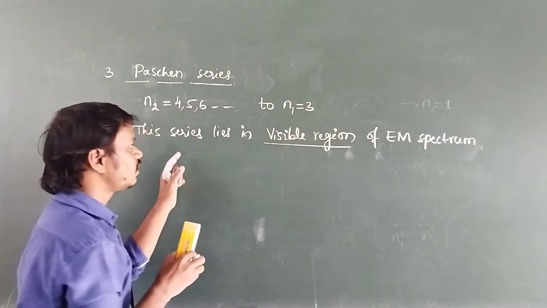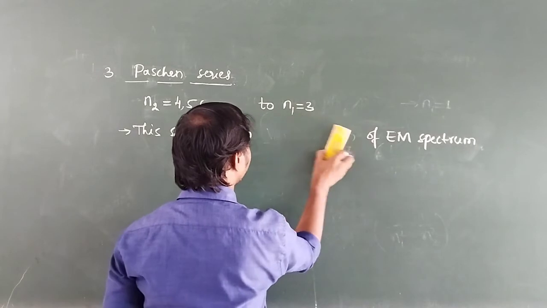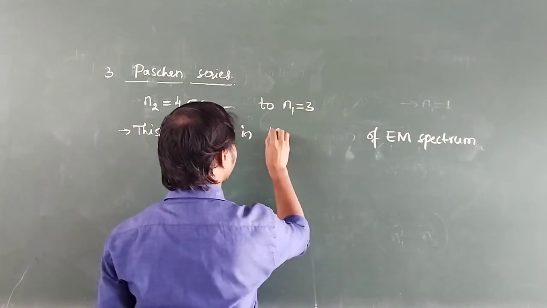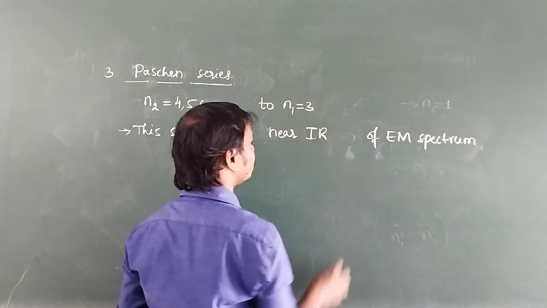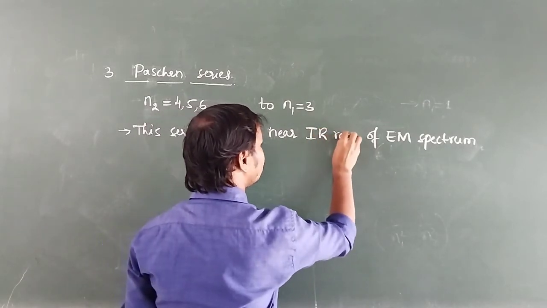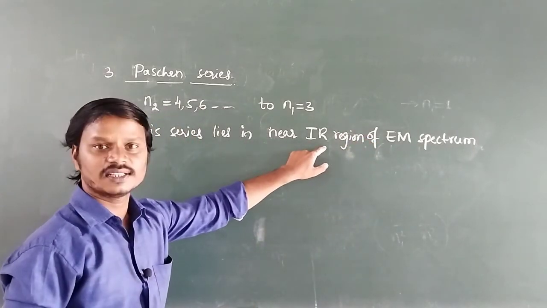And this series lies in the near infrared region of the electromagnetic spectrum. Near infrared region. So IR means here infrared.